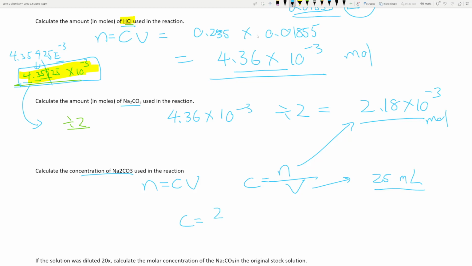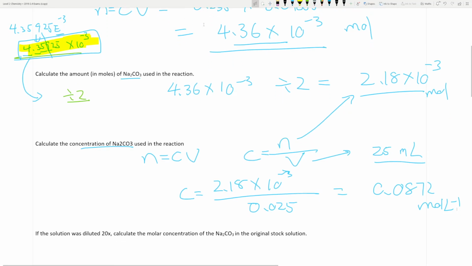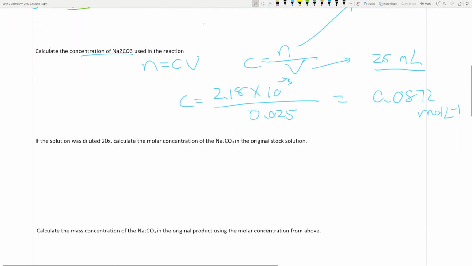calculation. So this is going to be 2.18 times 10 to the power negative 3 divided by 0.025, and that's going to give us 0.0872 moles per liter, which is a unit for concentration. Okay, again, this is rounded to 3 significant figures. All right, so let's come back here.